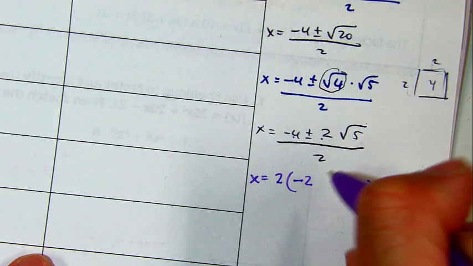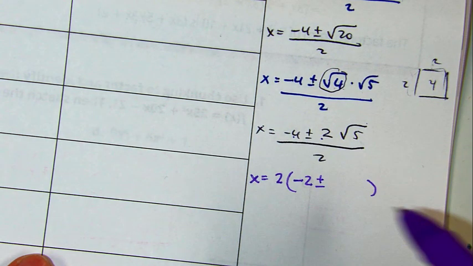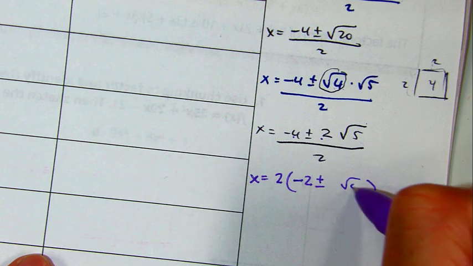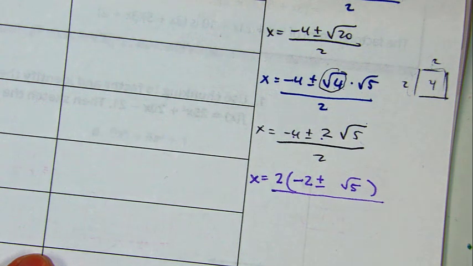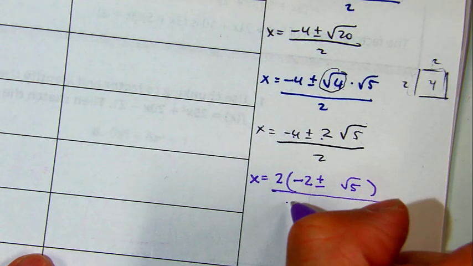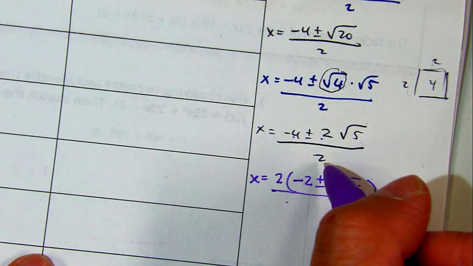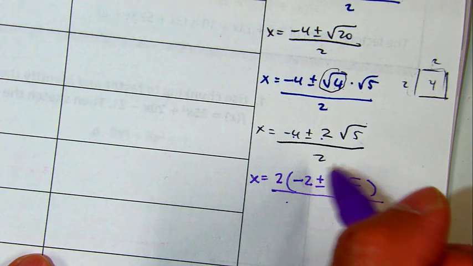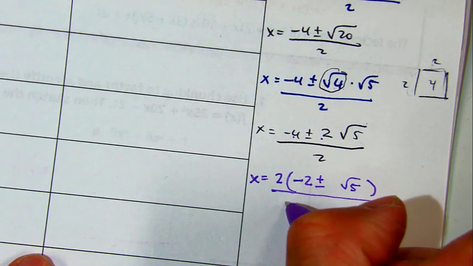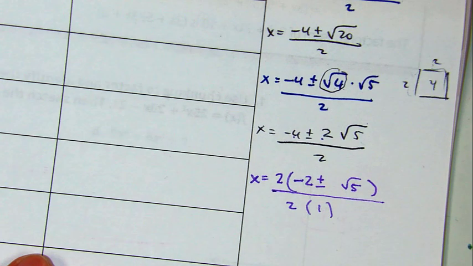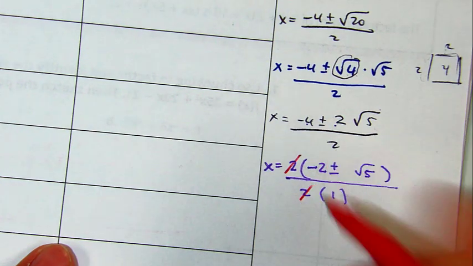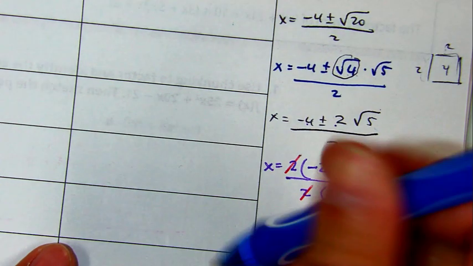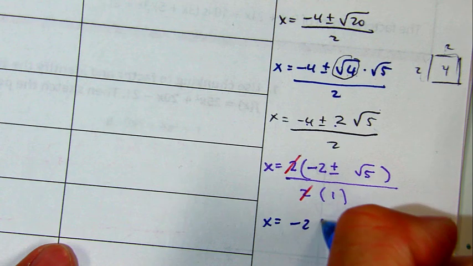-2 plus or minus radical 5, all over the factors of 2. Is 2 a prime number, class, yes or no? So that means the 2 numbers that multiply to be 2 are 2 and 1. So I cancel out my 2's. I'm left with x equals -2 plus or minus radical 5.